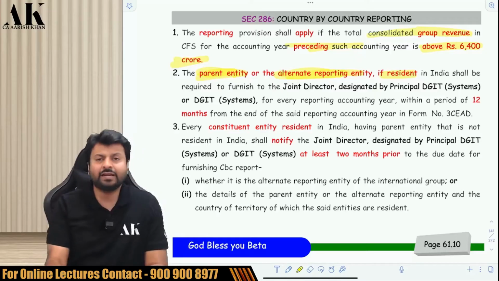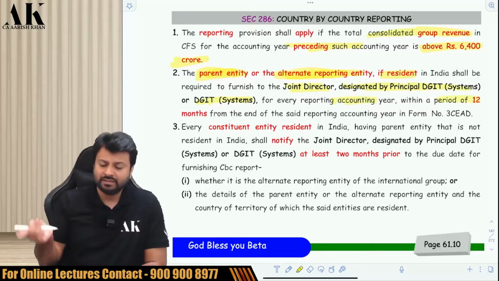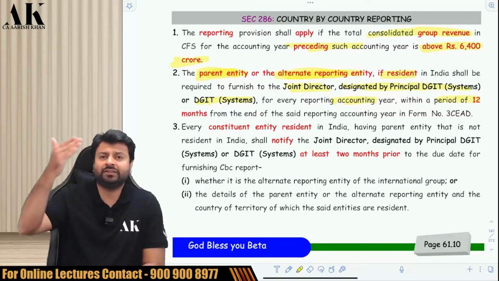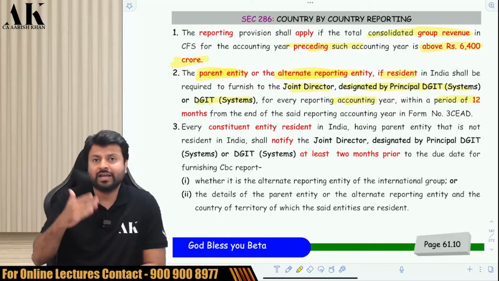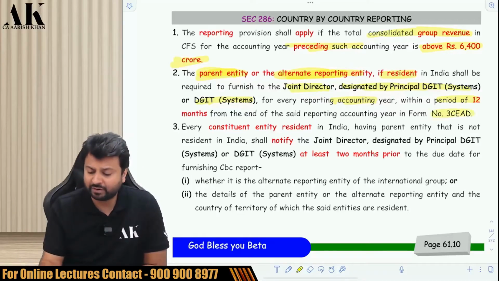They will file the CBCR to whom? They will file the CBCR to the Joint Director designated by the Principal Director General of Income Tax or Director General of Income Tax Systems for every accounting year within 12 months from the end of the month for which it is relevant. Okay, so for financial year 22-23, they will file by 31st March 2024. So for financial year 22-23, they will file by which date? 31st March 2024, and it will be filed in Form 3CEAD.